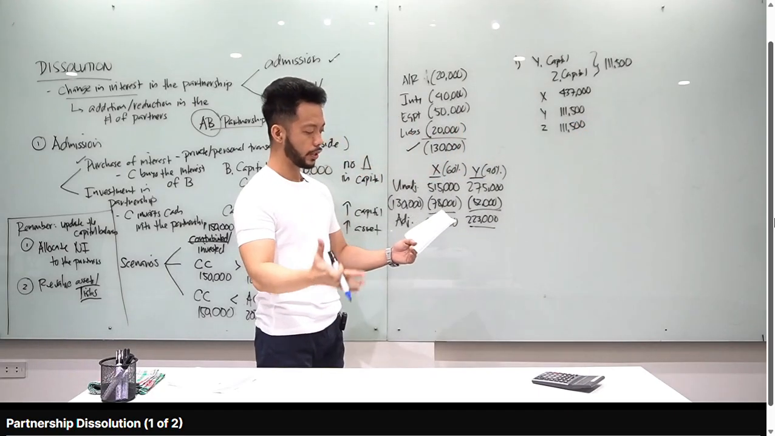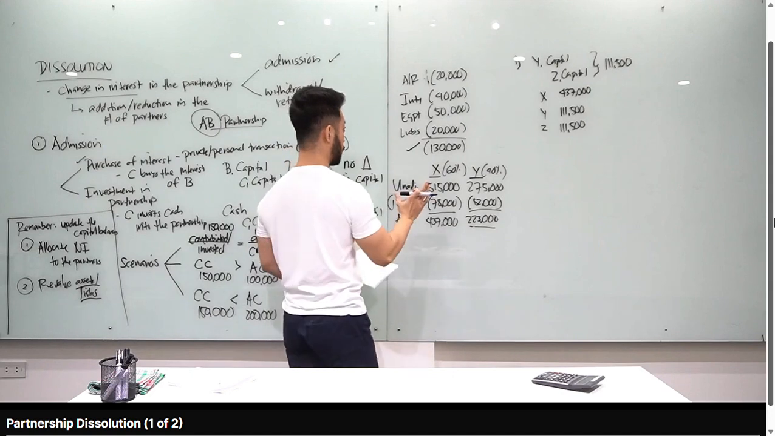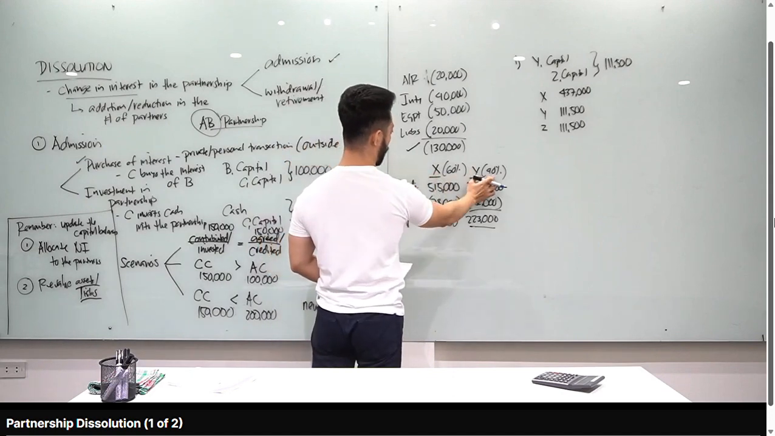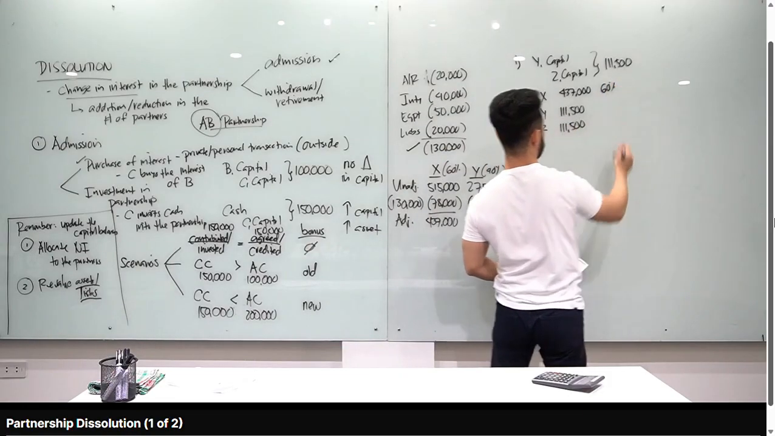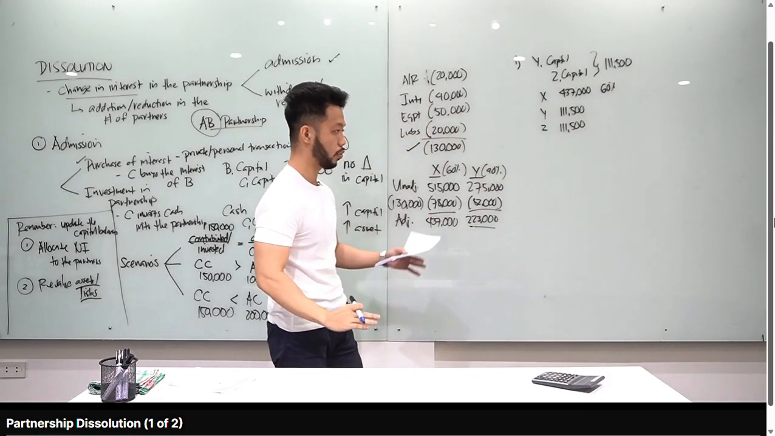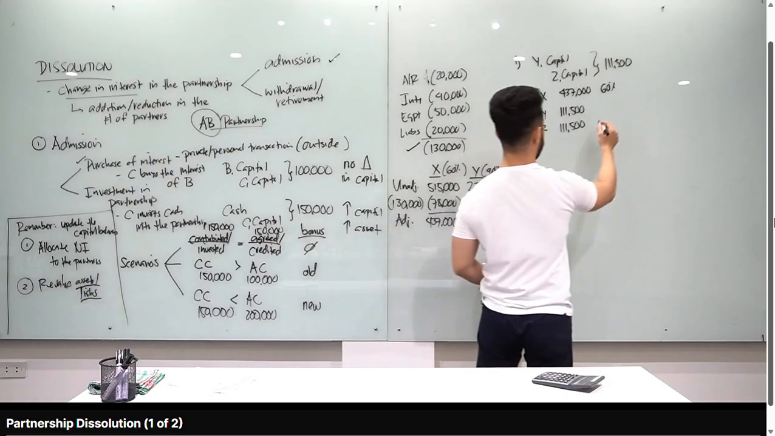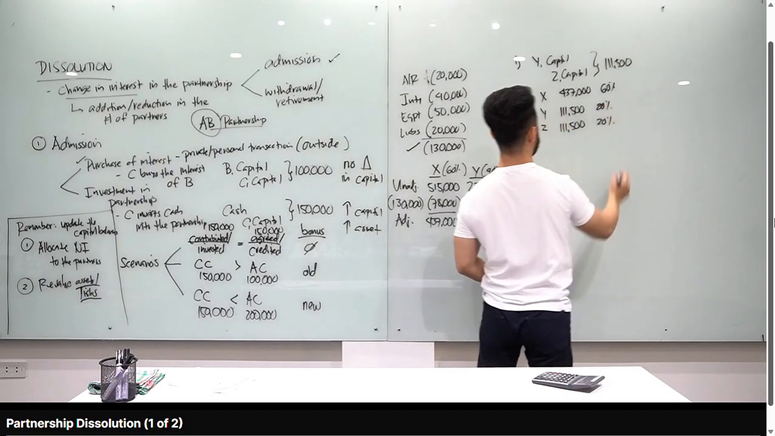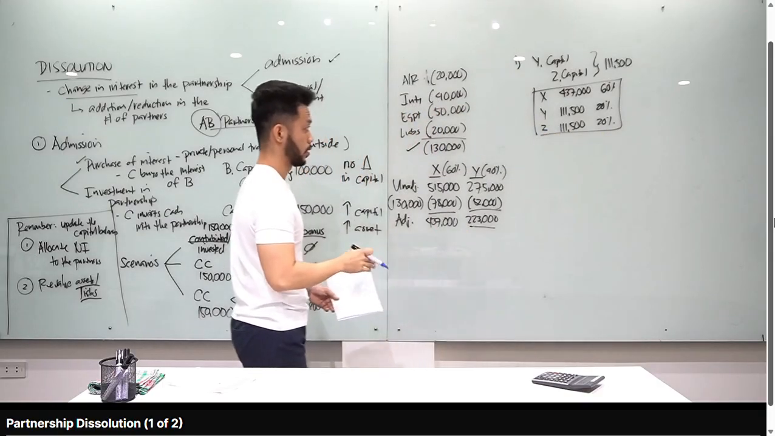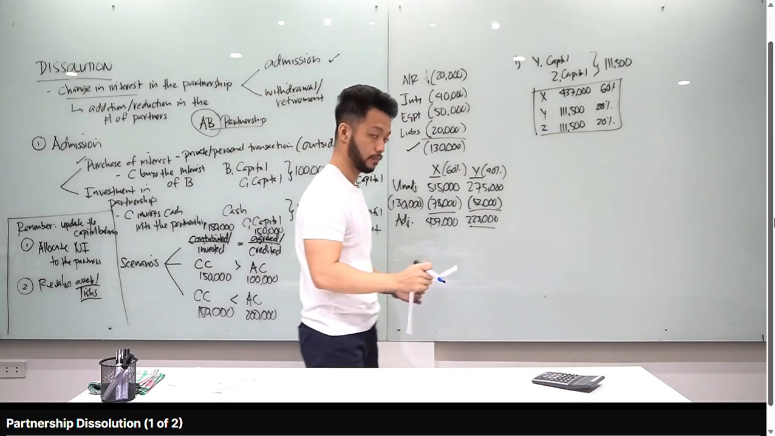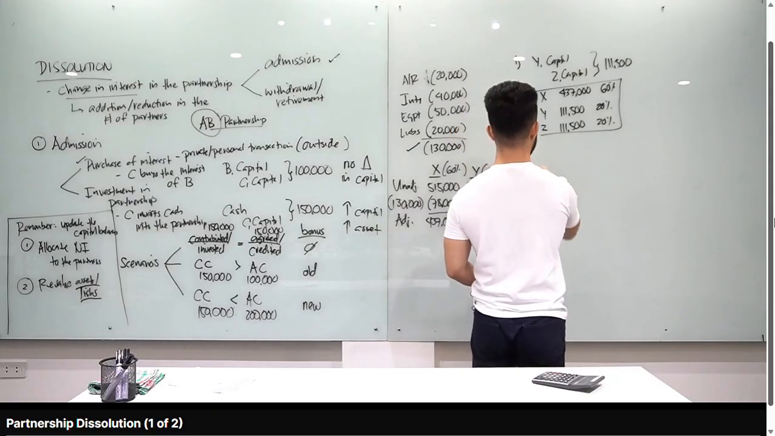Now, how much is their P&L ratio? Before admitting Z, X is 60%, Y is 40%. Nothing happened to X, so he is still 60%. Correct? Alright. Z bought half of Y's interest, so the 40% will be divided between the two of them. Okay, that is our final answer: the capital balances of X, Y, and Z, and their P&L ratios. Got it? Let's go to scenario number 2.